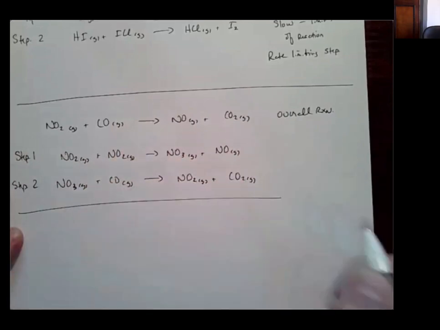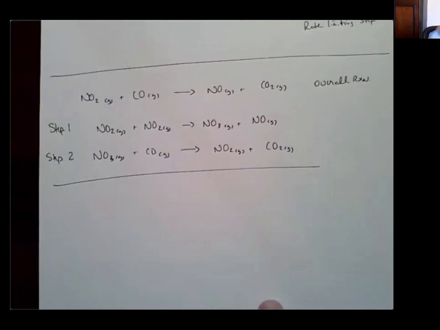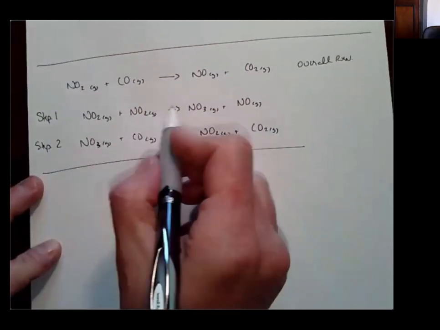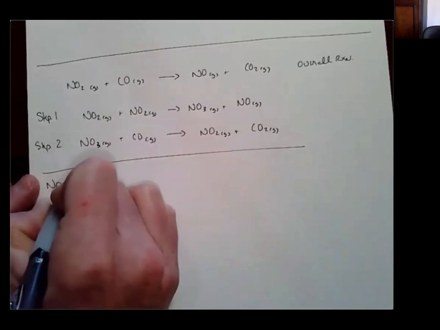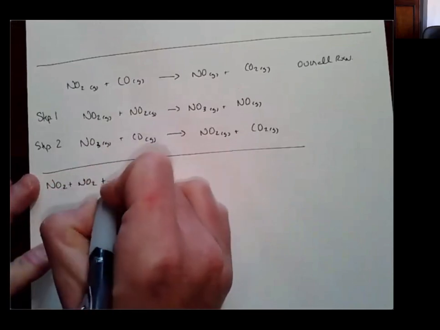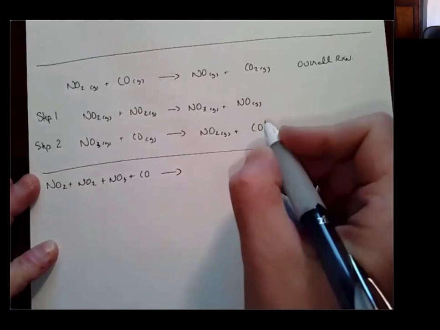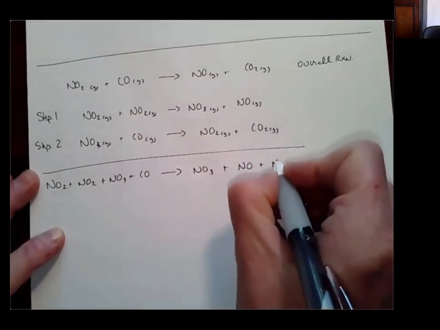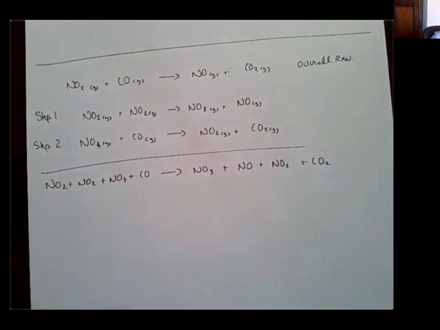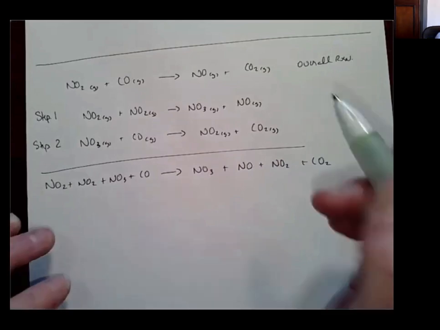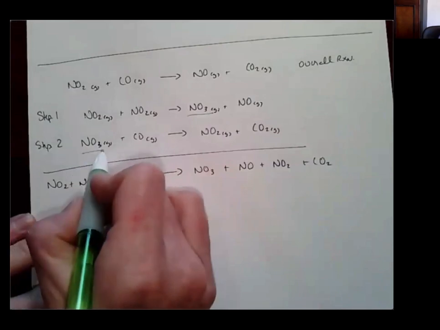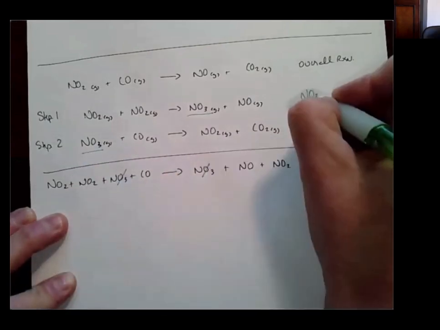So first off, let's add these up to make sure that they're going to equal my overall reaction. So I'm going to write all my reactants here. NO2 plus NO2 plus NO3 plus CO goes to NO3 plus NO plus NO2 plus CO2. Do I have any intermediates here? Things that are produced and then consumed. So this is produced and then it's consumed, so NO3 is my intermediate.